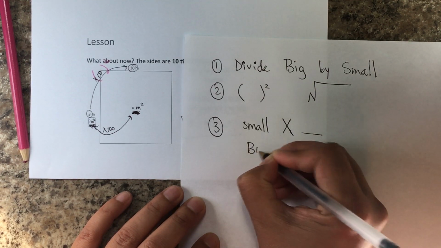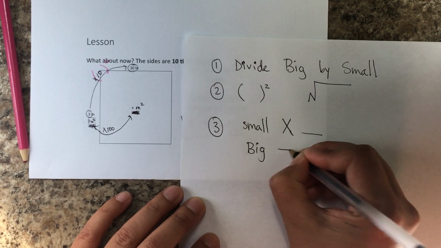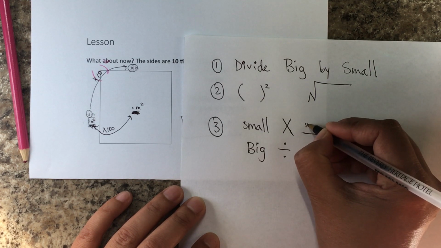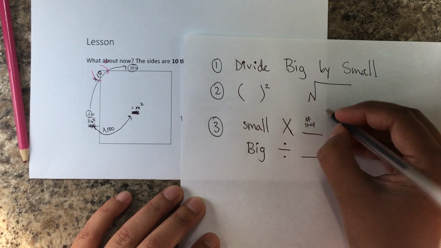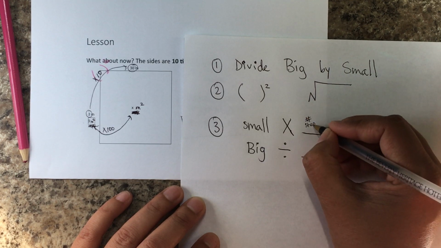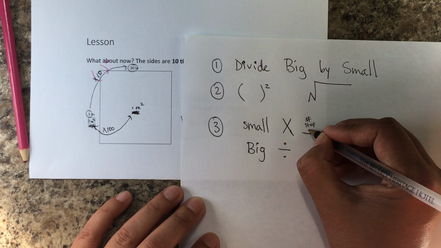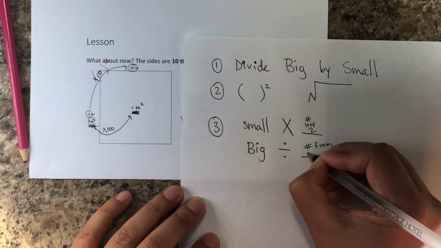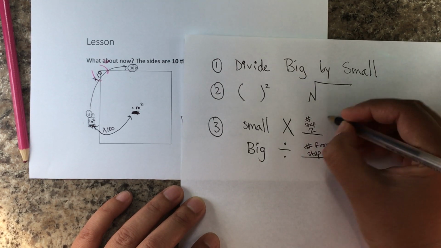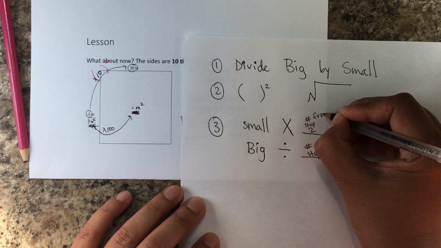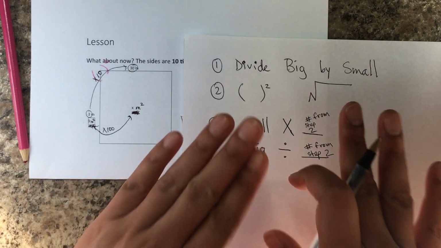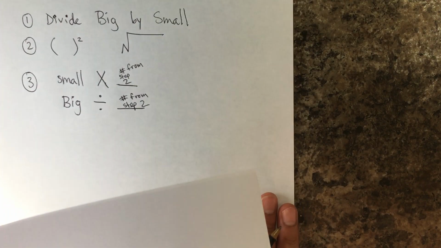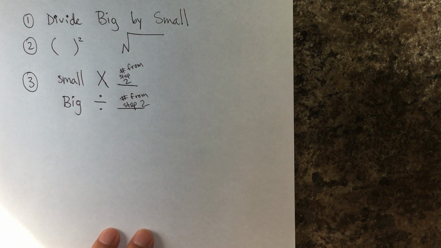Or if you have the big value, then you're going to divide by whatever you found in step 2. Number or value from step 2, okay? So whatever number you find in step 2, we're gonna use it. Okay, let's apply, because maybe it doesn't make sense right now, but it will once we start using it.